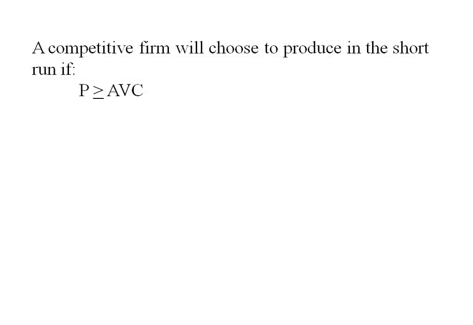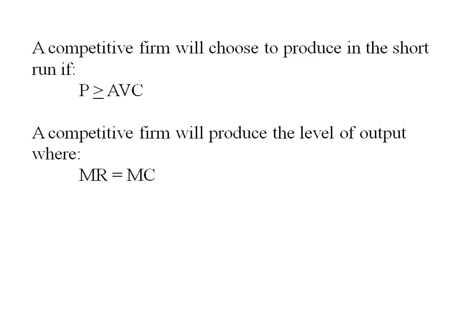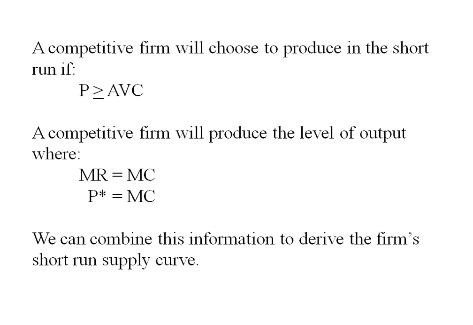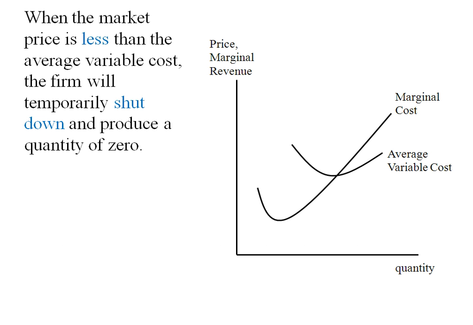A competitive firm is going to produce in the short run as long as their price is greater than or equal to the average variable cost. And they're going to produce the level of output where marginal revenue and marginal cost are equal. We know that marginal revenue is also going to be the market price, so you could make this substitution that P star equals MC. Now, given this information, we can derive the firm's short-run supply curve.